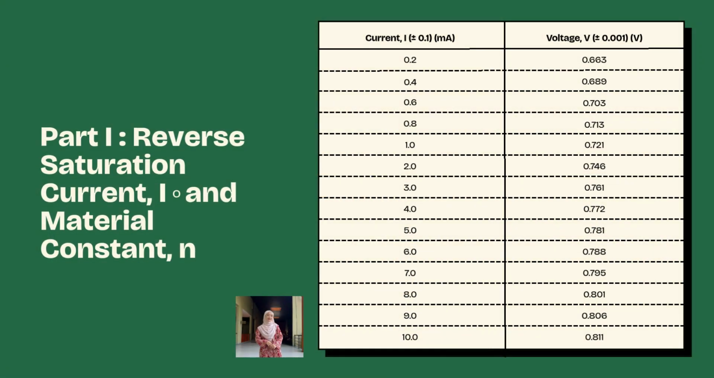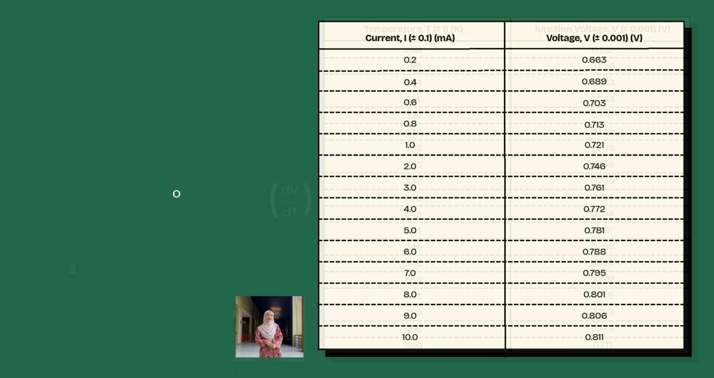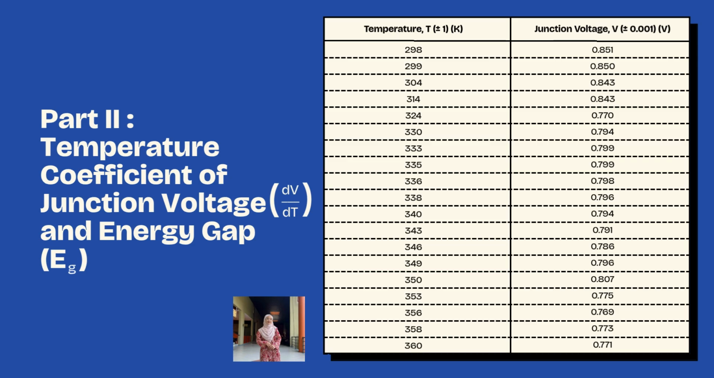For the data part 1, reverse saturation current I0 and material constant N, we record the current and voltage. For part 2, temperature coefficient of junction voltage and energy gap, we record temperature and junction voltage.